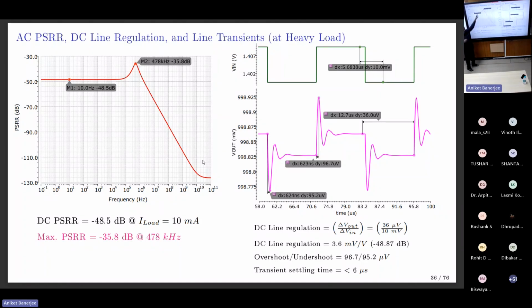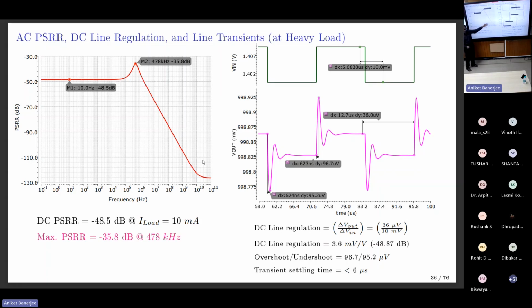These are the specifications. So this is the PSRR spec. Again, this is the Vin transient, where you give some transients to Vin. We have matched all our designs.